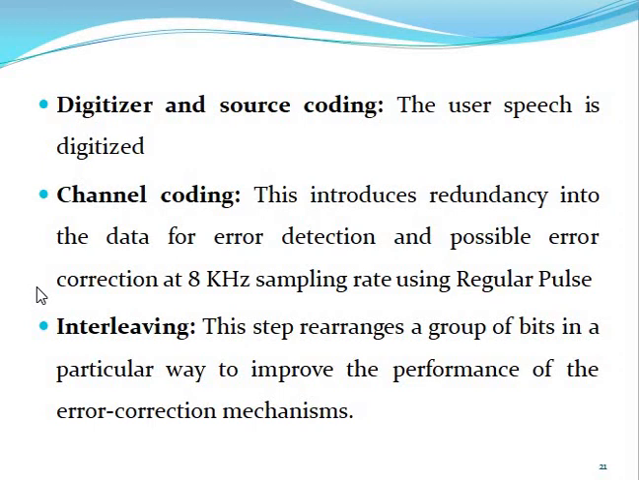Interleaving. In this step, the groups of bits are rearranged in a particular way to improve the performance of the error correction mechanism. So what is interleaving? If packets are sent from one network to another, we can compare it to the TCP/IP model. In interleaving, if one packet is lost or not received, at that time the particular error is detected and you find out which packet is missing. Then it is used for interleaving.